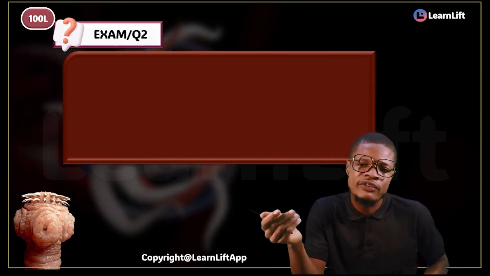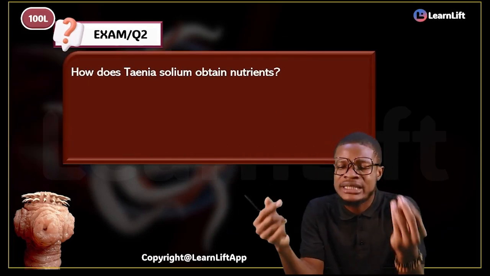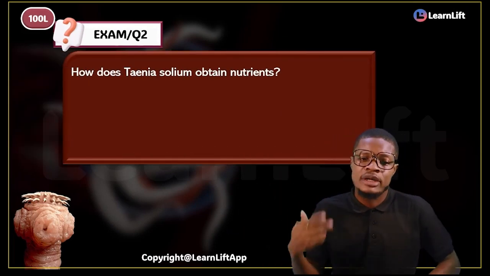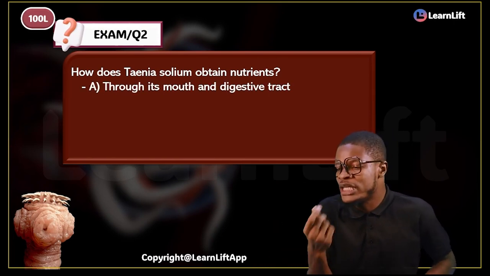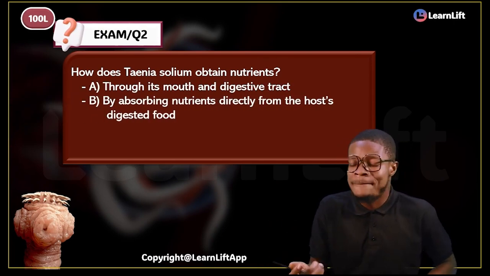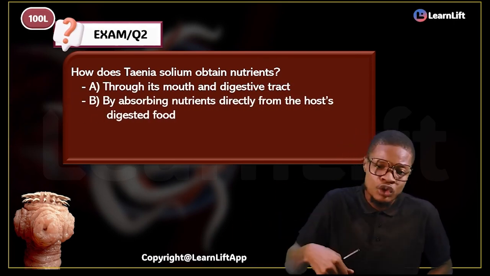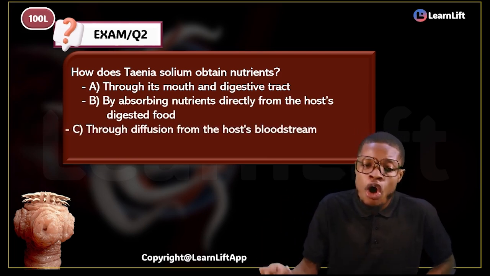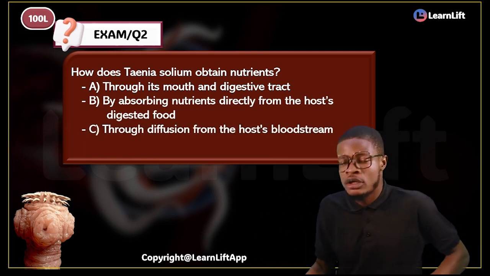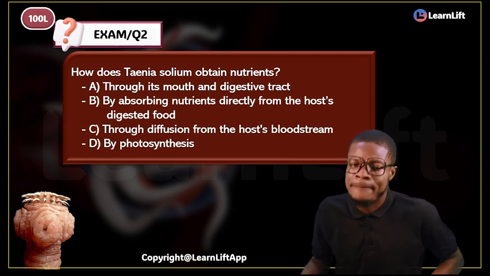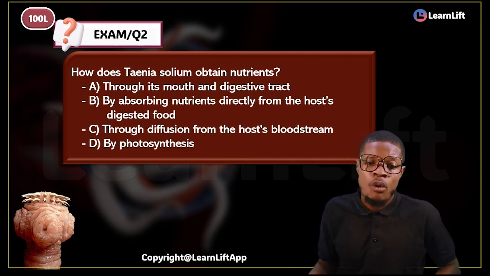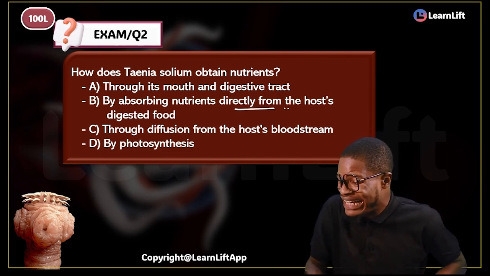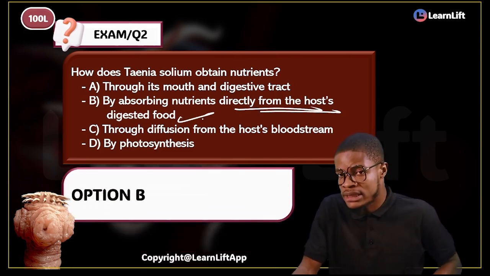Look at question 2 very fast. In question 2, they gave us this beautiful question that says, how does Taenia solium obtain nutrients? Is it through its mouth and digestive tract, or by absorbing nutrients directly from the host's digested food, or through diffusion from the host bloodstream, or by photosynthesis? They absorb nutrients directly from the host's digested food, and that makes option B the correct answer.